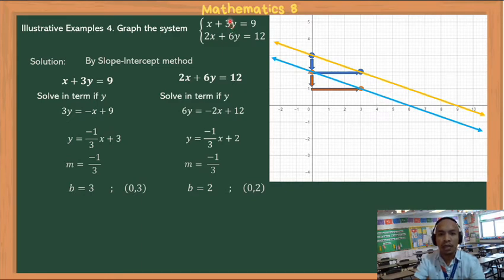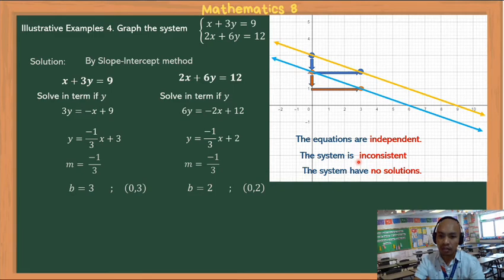So as you can see, these two equations, their graphs in the Cartesian plane are two parallel lines, which means that these two lines do not intersect. So two lines do not intersect if their slopes are equal. So if that's the case, we can say that the equations are independent, but this system is inconsistent. Why? Because the system has no solution. As you can see, the solution to the given system is the point of intersection. But since these two graphs do not intersect, this system has no solution.